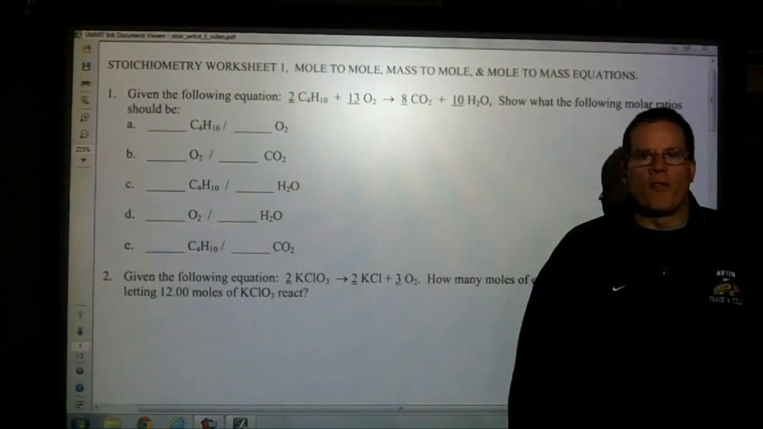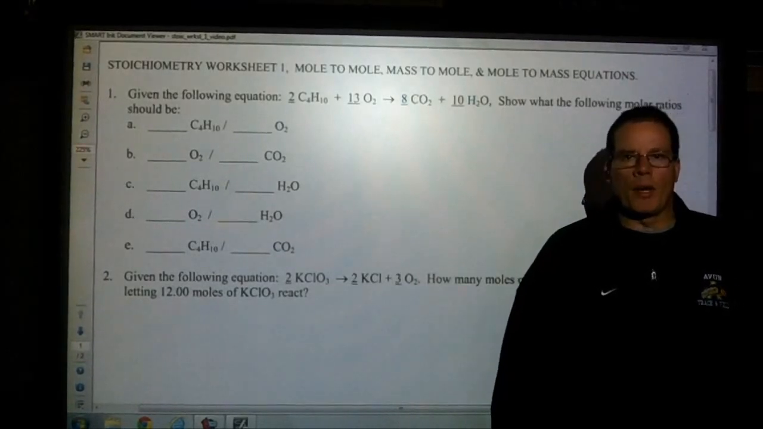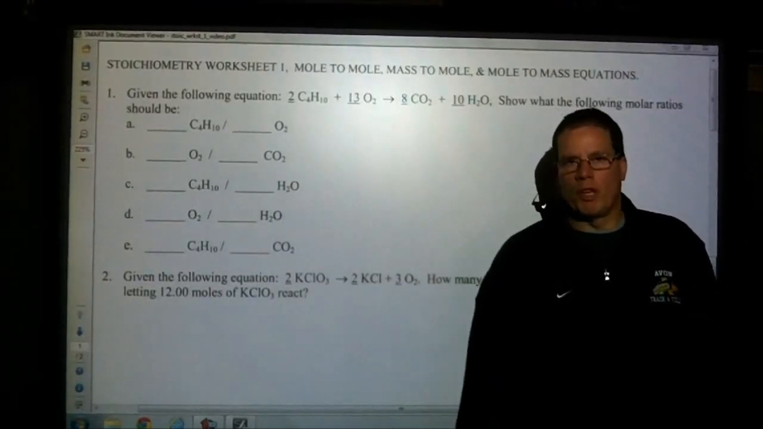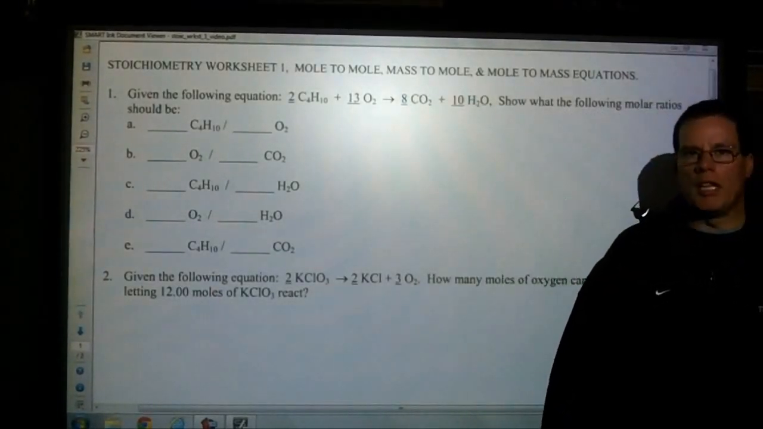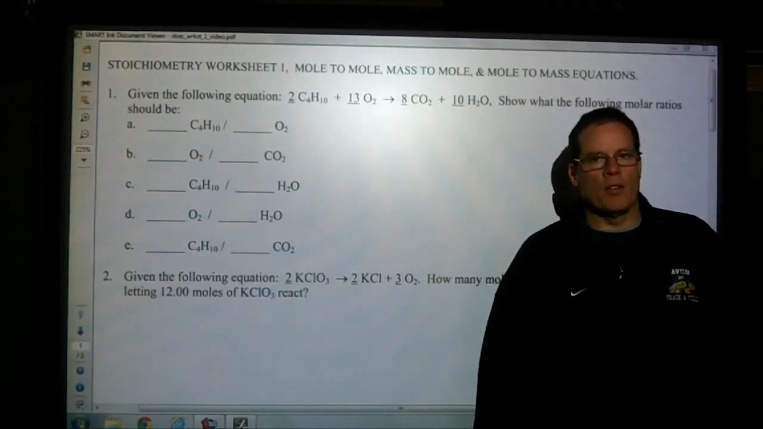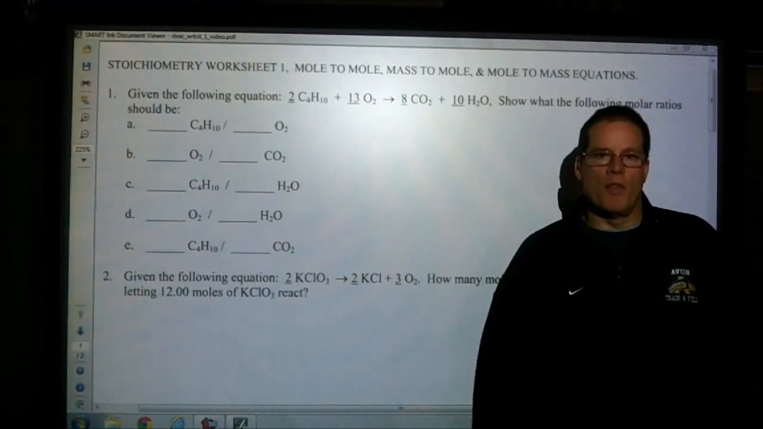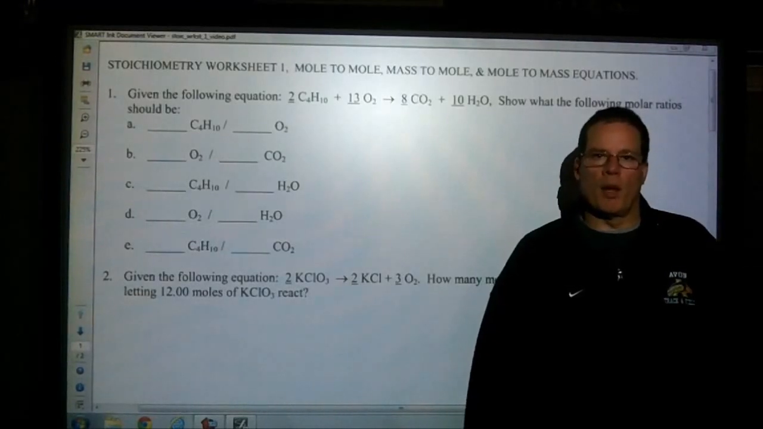This is our first reinforcement sheet or practice worksheet for stoichiometry. I want to work out the even problems, so let's get right to it. Also, I posted the odd answers online, so again, use this to your advantage, not necessarily just copy the work down to say you got your homework done. Make sure that you're actually doing this and watching the video to help you understand what's going on.